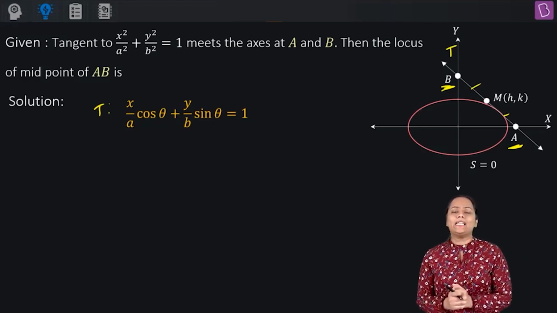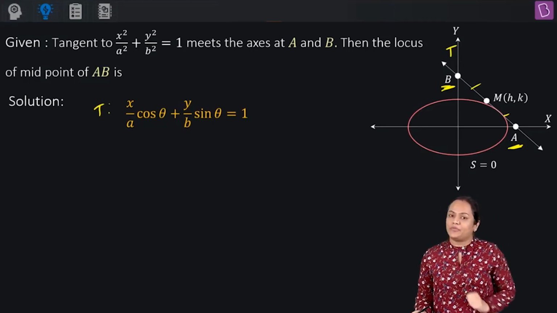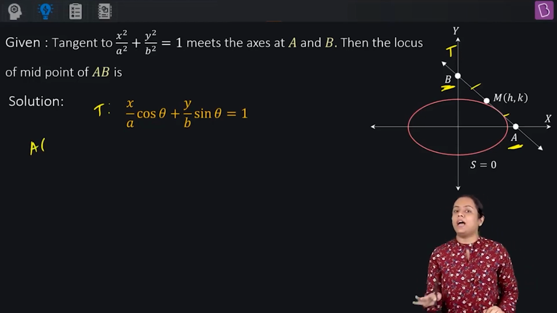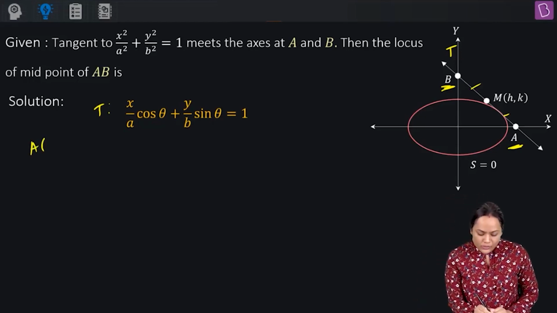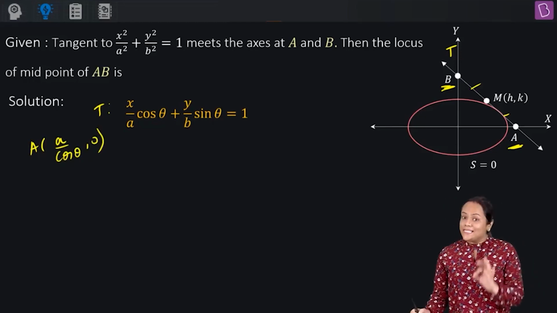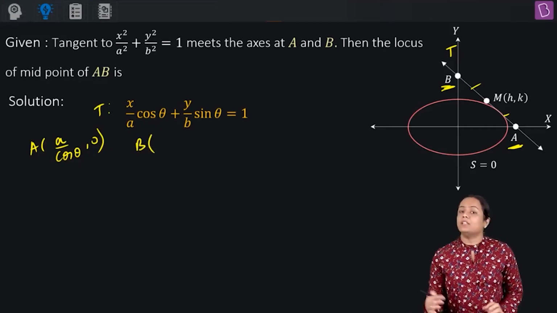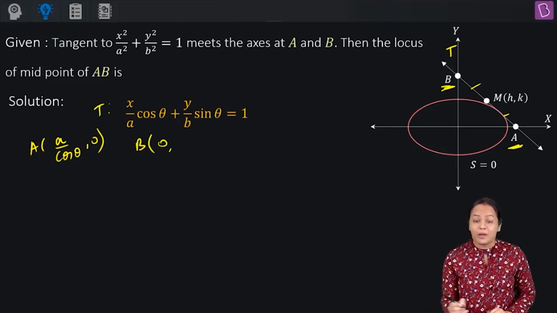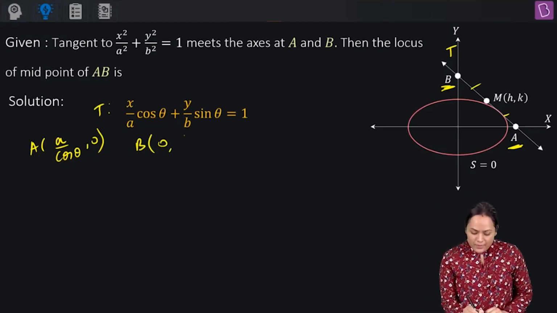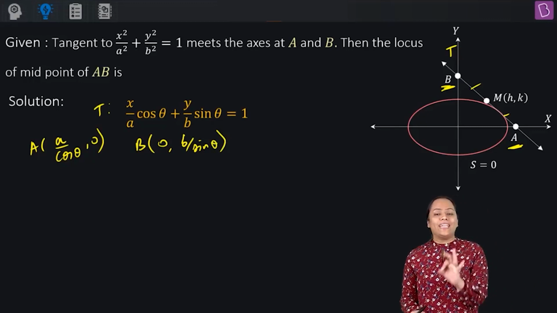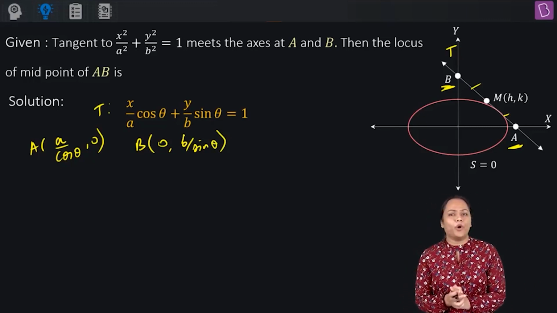Now, quickly guys, what is A and B? Let's find out. A is the x-intercept. To get the x-intercept, I have to put y as 0. So it's going to come out as a by cos theta, comma 0. Similarly, my B will be the y-intercept, and for that I have to put x is equal to 0. So it's going to come out as 0, comma b by sin theta. And if I have A and B, I can write the midpoint, isn't it?